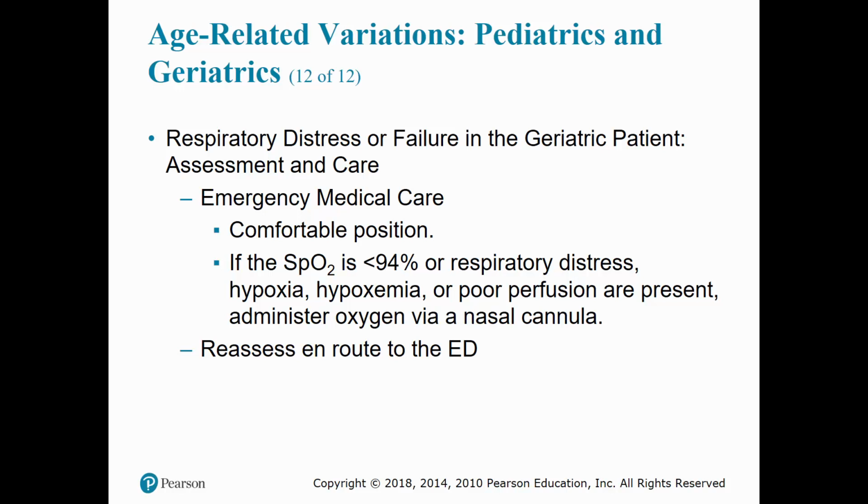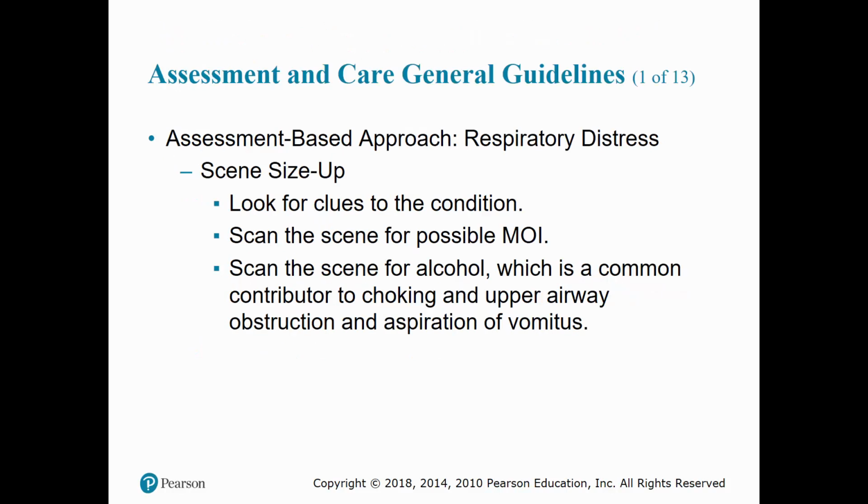For care of the patient, no matter what their age, try to keep them comfortable. The more uncomfortable they are, the more anxious they become. If they have an O2 sat less than 94%, or any sign of respiratory distress or hypoxia, provide oxygen via nasal cannula and titrate it to achieve an O2 sat of at least 94%, and then reassess en route to the emergency department as appropriate for the patient.